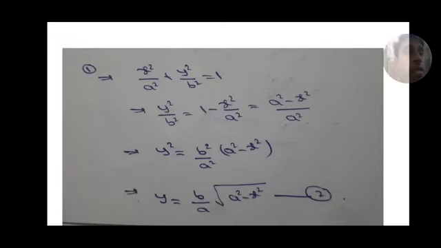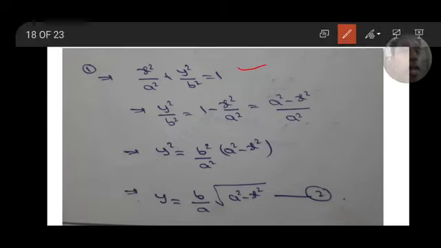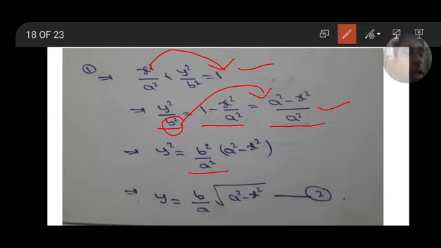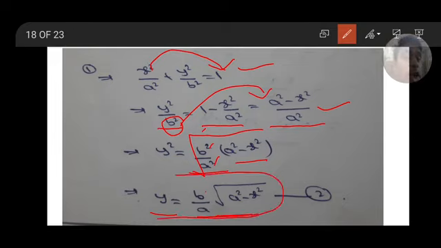I am writing first x square by a square plus y square by b square equal to 1. Then y square by b square equal to 1 minus x square by a square, LCM, a square minus x square by a square. Then y square equal to b square by a square into a square minus x square. Y equal to the square root, b square by a square: a square root cancels, so b by a, and square root of a square minus x square. That means y equal to b by a into square root of a square minus x square.